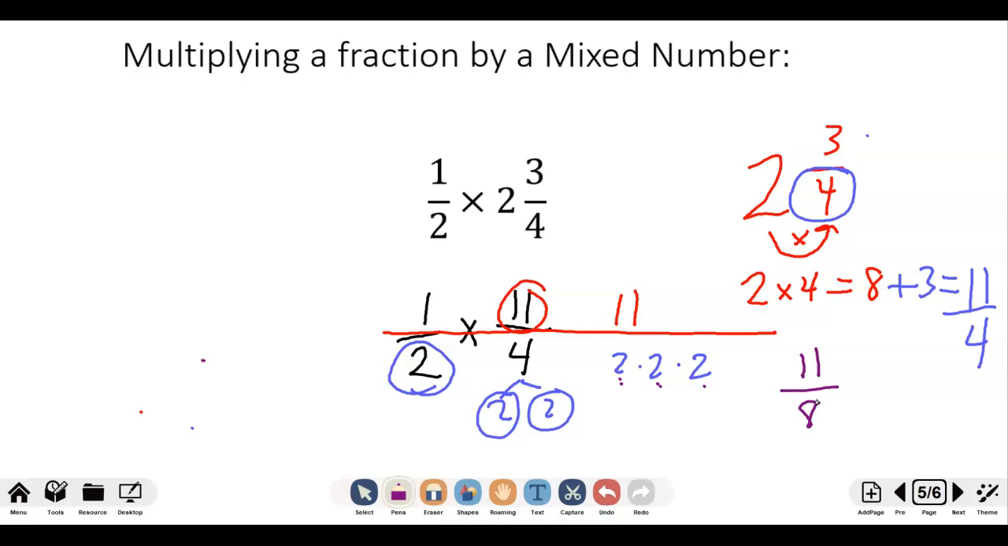Well, remember, I can't keep it as an improper fraction. I have to see how many times that 8 goes into that 11. It goes in there one whole time. And counting up from 8, I get 9, 10, 11, which would be 3. So I'm left with 3 eighths left over. So my proper answer then would be 1 and 3 eighths.